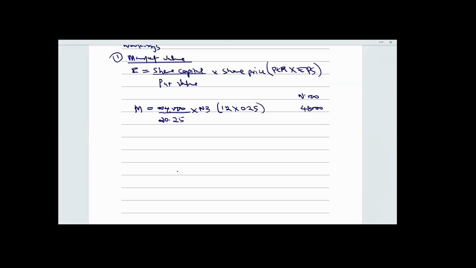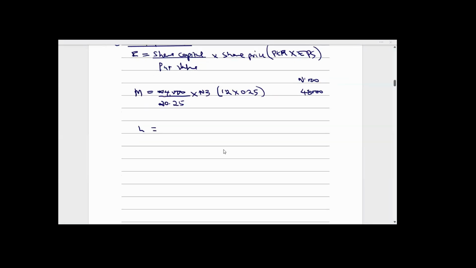We then go to Limpopo. For Limpopo, the share capital is 9,000 naira, divided by the par value of Limpopo, which is 1 naira. 9,000 divided by 1 naira.